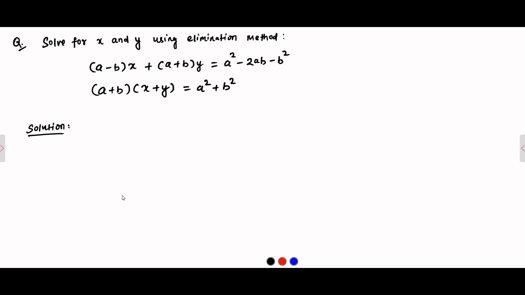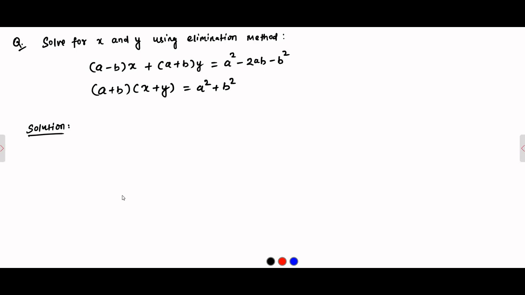So here is another question on solving linear equations in two variables using elimination method. The two equations are (a - b)x + (a + b)y = a² - 2ab - b², and the second one is (a + b)(x + y) = a² + b². So we have to solve for x and y. Here a and b are real numbers.